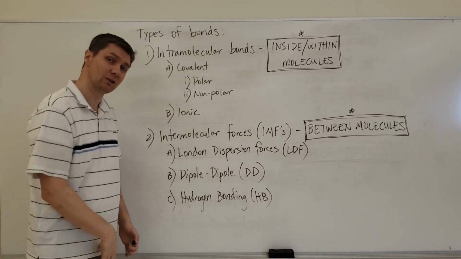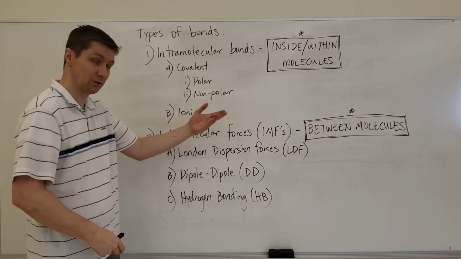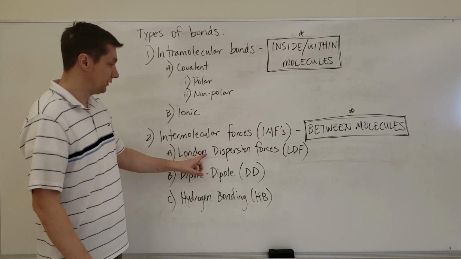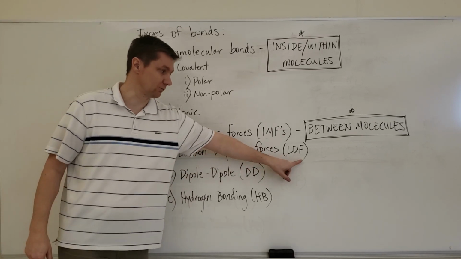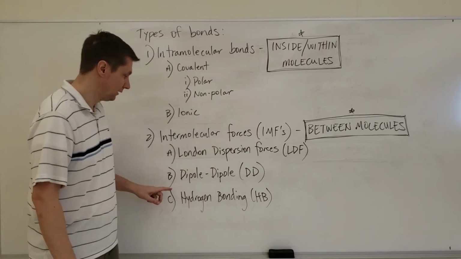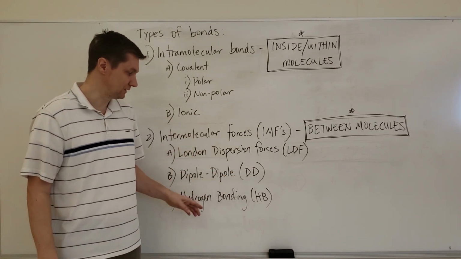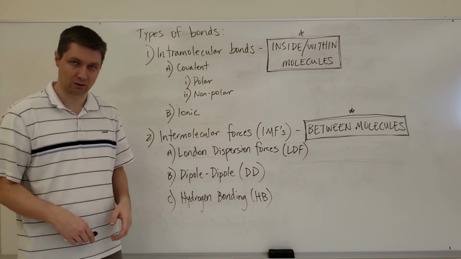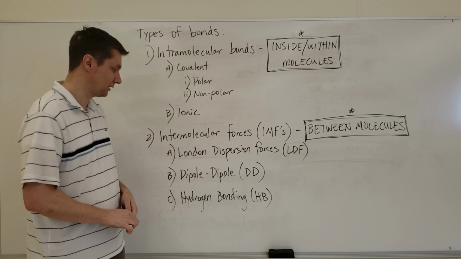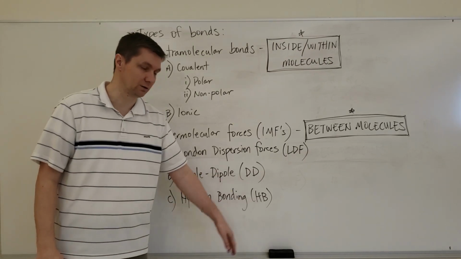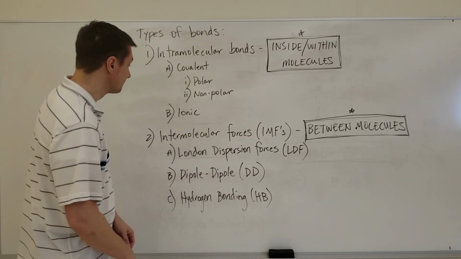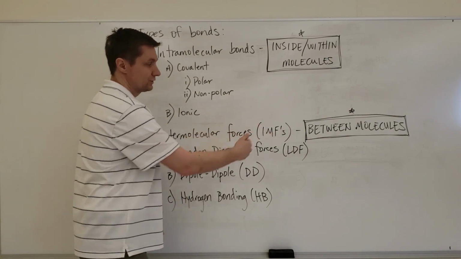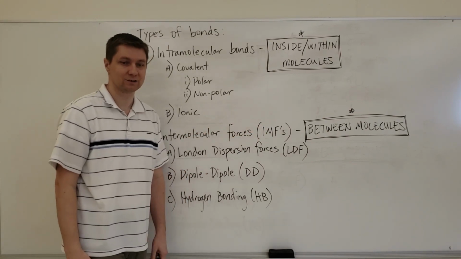There's three types of intermolecular bonds or forces that you need to be aware of. London dispersion forces, or sometimes referred to as just LDF. Dipole-dipole, and you can see some symbols there. As I write them down on the board, you'll hopefully know what I'm talking about. And then hydrogen bonding, abbreviated as HB. Intermolecular forces, you'll sometimes see abbreviated as IMFs.